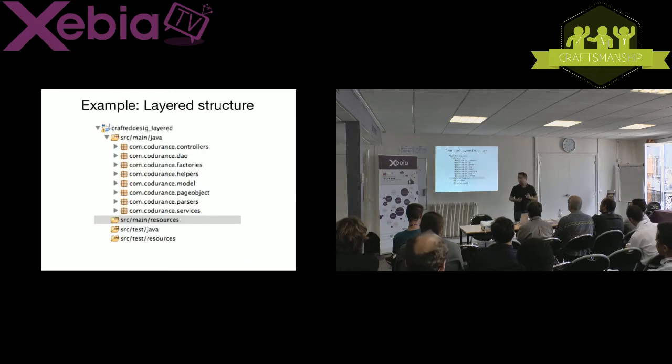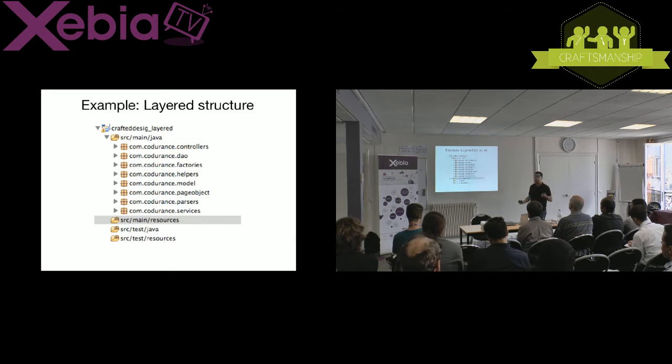How many of you organize your package structures similar to this? Because I've done that a lot. So a few. I've done this a lot, and the problem is I can see controllers, DAO, factories, helpers, model, page object. I can see layers, I can see design, I can see maybe some architecture, but I have no idea what this application does or what it's about.